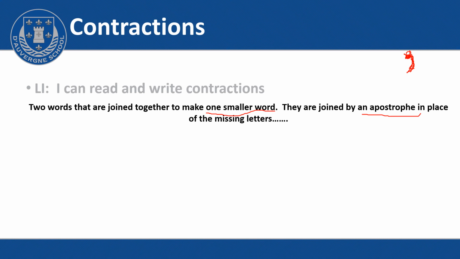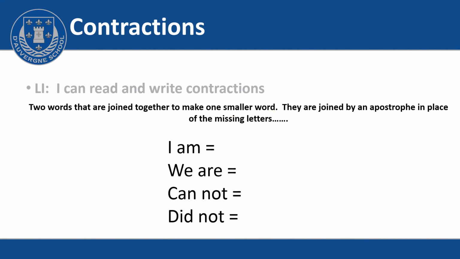So let me show you some examples. We've got two words on each line here. We've got I am, we are, cannot, did not. What I'm going to do here is contract each of the two words to form one smaller word, joining them up using an apostrophe. So let's have a look.